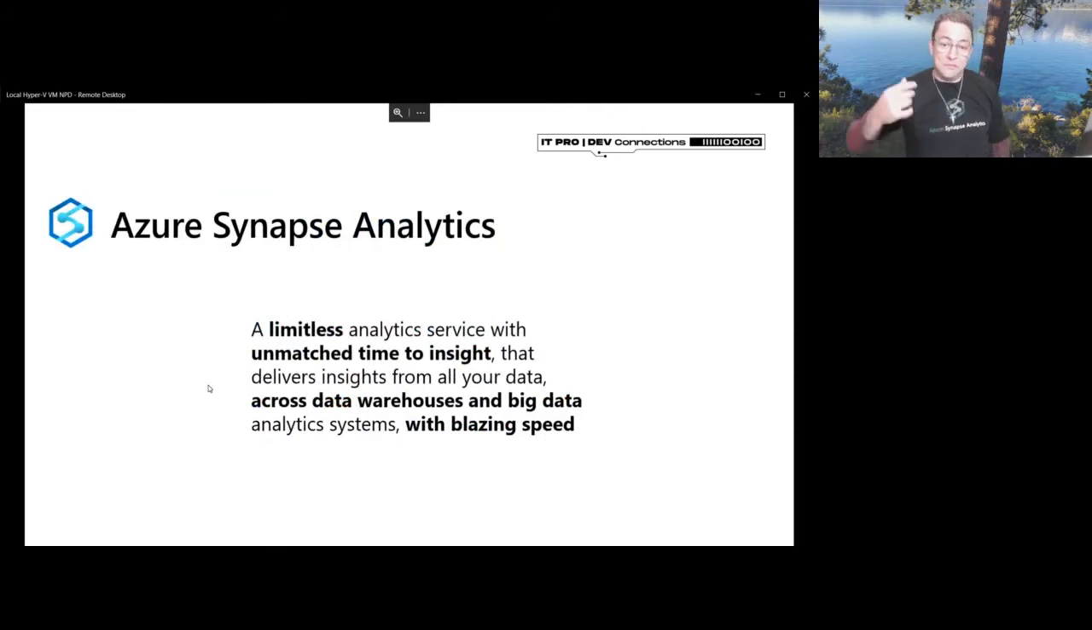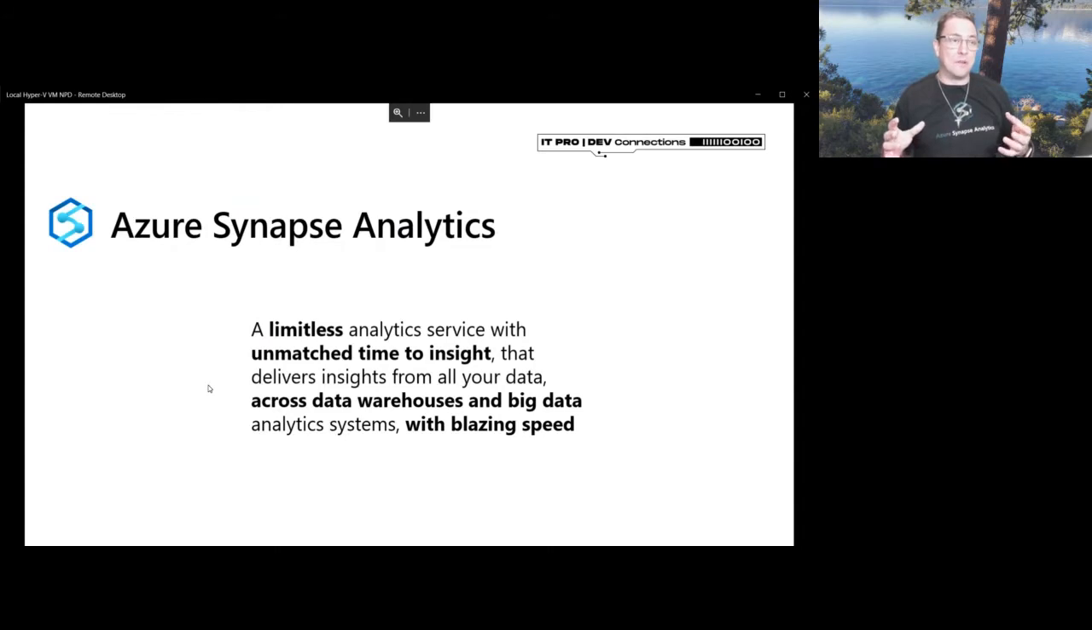All right, so Synapse. What is Synapse? In the past, if you're not familiar with Synapse, if that's the first time you're hearing about this service offered by Microsoft, only in the cloud, so it only exists in Azure.